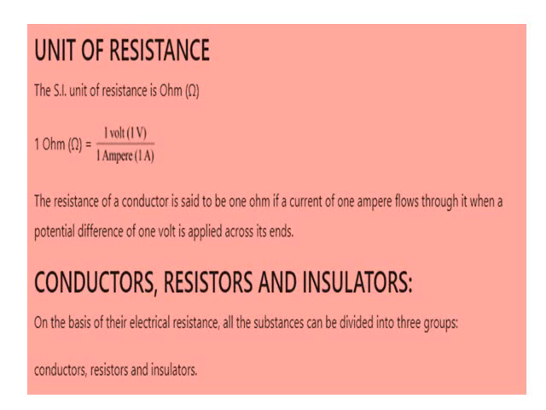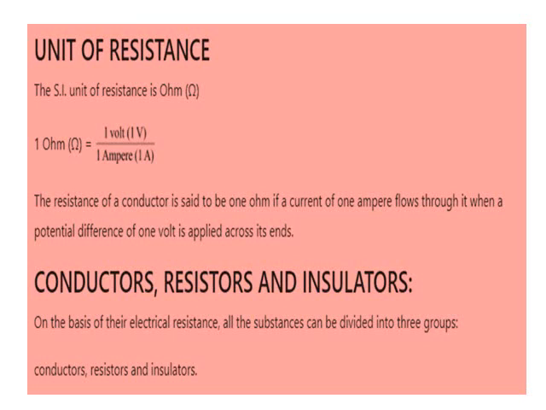The resistance of a conductor is said to be 1 ohm if a current of 1 ampere flows through it when a potential difference of 1 volt is applied across its ends. So the definition for the ohm is very important. So how is ohm defined? The resistance of a conductor is said to be 1 ohm if a current of 1 ampere flows through it when the potential difference is 1 volt.